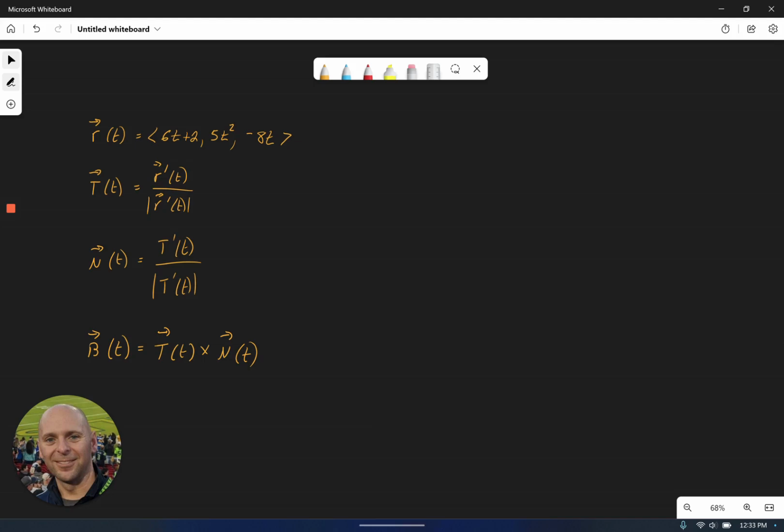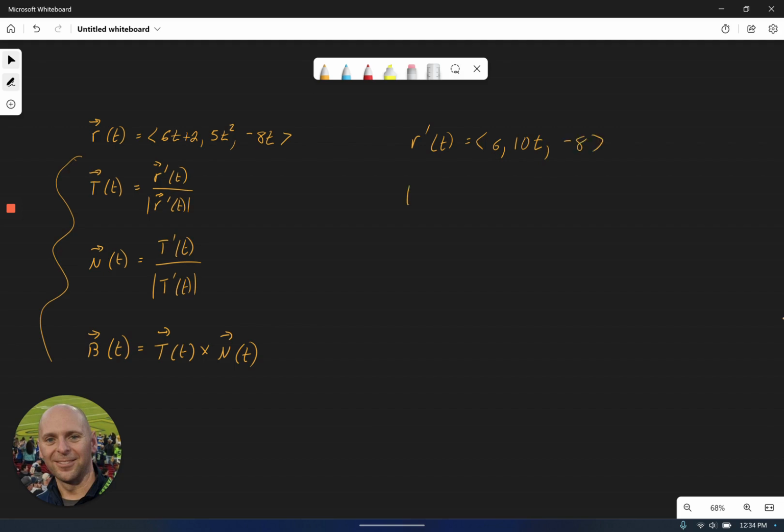Let's work through an example of finding our unit tangent, unit normal, and binormal vectors. I've gone ahead and written out for ourselves here what those calculations are, so we can refer to them when we need to. But it's also a good reminder as to what it is that we're trying to find. So the first part of this is to go ahead and take the derivative of our vector r of t, which comes pretty easily. So r prime of t is going to be equal to 6, 10t, and negative 8.